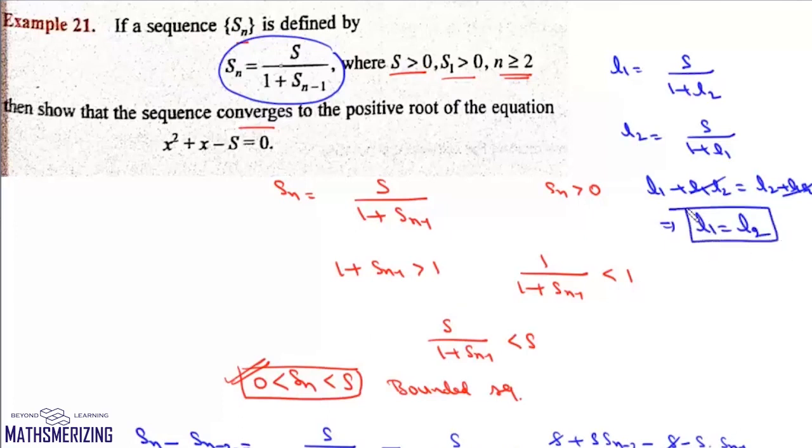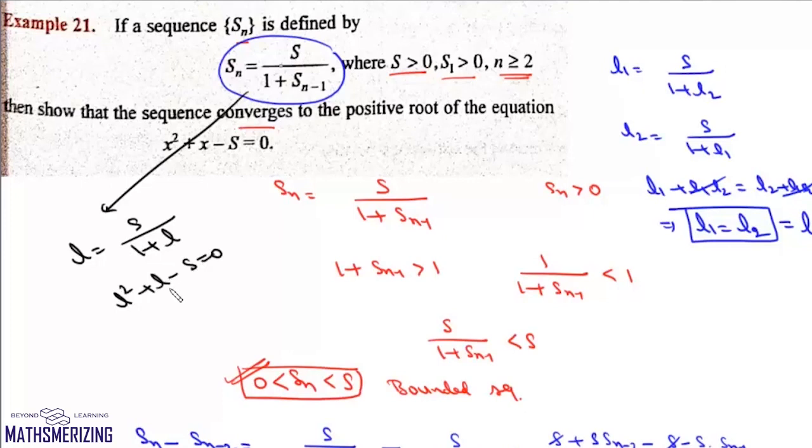So both the subsequences, the subsequence of odd terms and the subsequence of even terms, will converge to the same limit, say L. Then the sequence will converge to this limit L, and we can write L equals s upon 1 plus L, that is L square plus L minus s equals 0. So this limit point of the sequence, say L, is a positive root of this equation, x square plus x minus s equals 0. And this is what we need to prove.